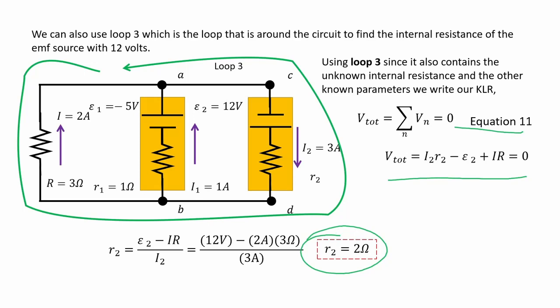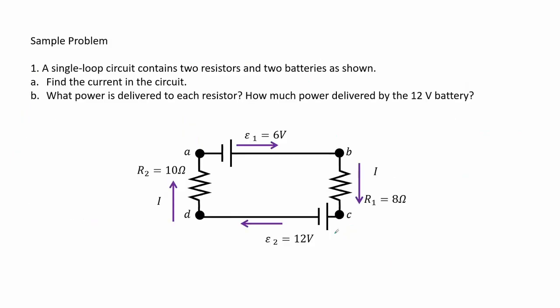Here we have a sample problem. A single loop circuit contains two resistors and two batteries as shown. For letter A, we are asked to find the current in the circuit. Letter B, what is the power delivered to each resistor? How much power is delivered by a 12 volts battery? Refer to the figure here.